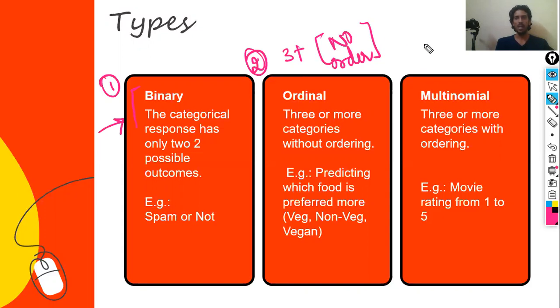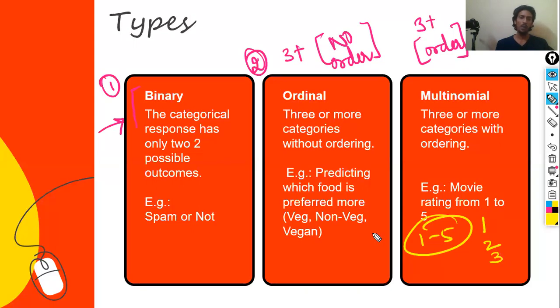But when you talk about multinomial, they are also for three or more categories, but you would be able to order them. For example, rating. I would be able to rate my movie from 1 to 5, and I can order them, like ones come first, twos come later, threes come after. But when you talk about vegetarian, non-vegetarian, and vegan, how would you judge who is first or who is second or who is third? It would be very difficult, so we would not be able to order them. That's how you could probably remember them as well.